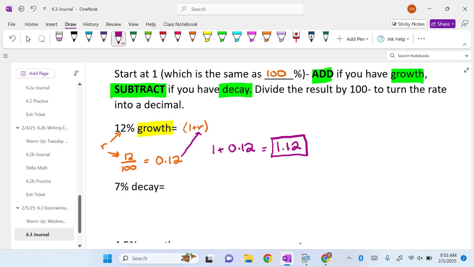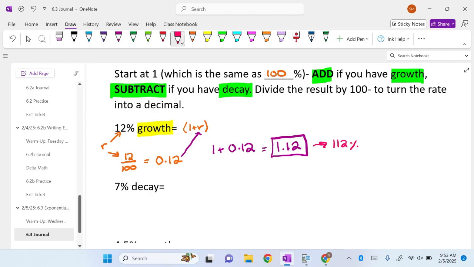Now let me ask you this. What's that as a percent? What's 1.12 as a percent? Think about it. What's 1 as a percent? 100. What's 0.12 as a percent? Right, so 1.12 will be 112. So this is the same thing as 112%.